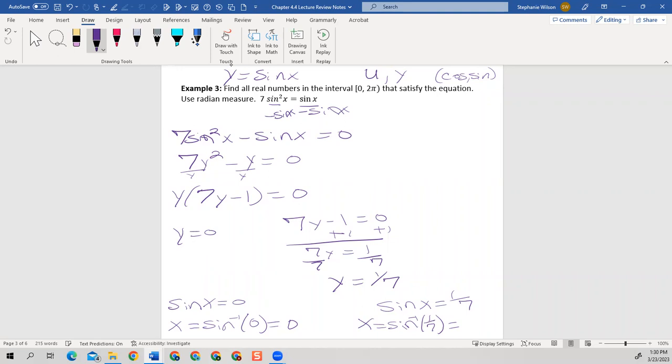Okay, hang on just 1 second. Let's plug it in. Oh, make sure you're in radians. I was going to say my numbers just don't look right. Make sure I'm in radians. Sine inverse 1 divided by 7. There we go. That looks much better.